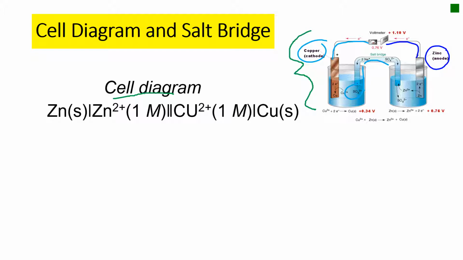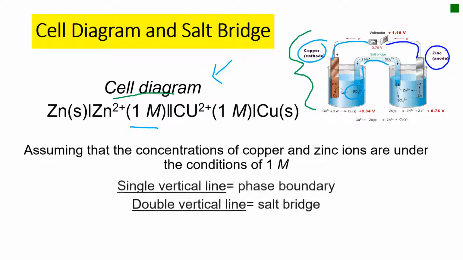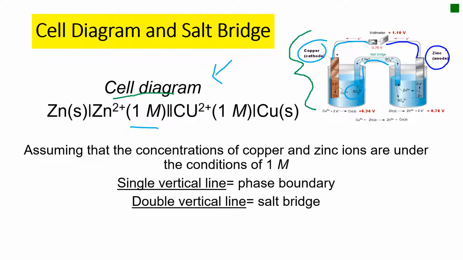The correct way to draw a diagram for the galvanic cell with the salt bridge is through the cell diagrams. This one right here. Using the previous situation as an example, it is zinc, then zinc 2+, which is the anode, with the cathode separate. So they're both separated, assuming that the concentrations of the copper and zinc ions are under conditions of 1 molarity. The single vertical lines symbolize the phase boundaries, whereas the double vertical line symbolizes the salt bridge, which is over here.